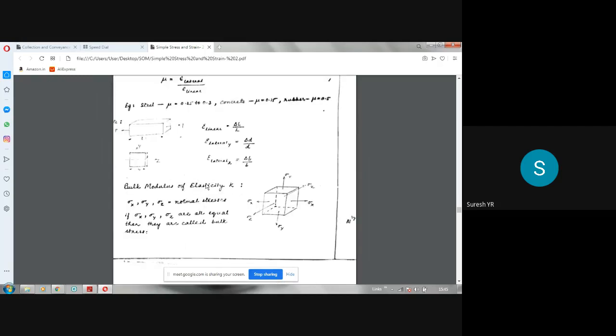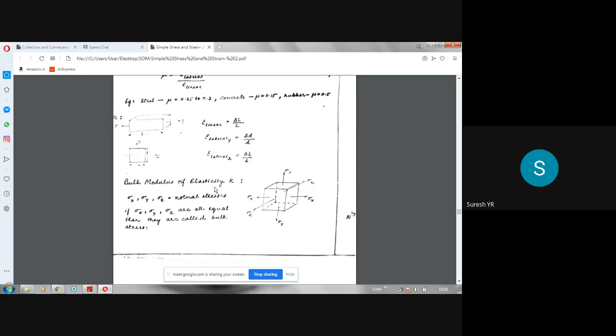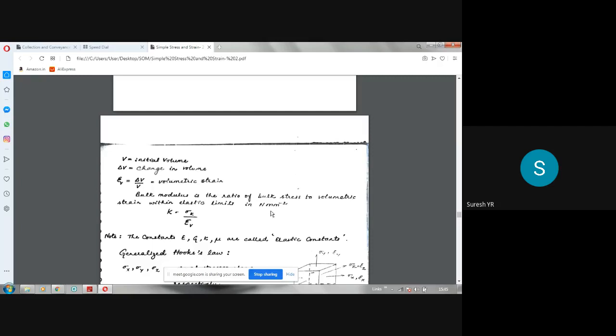Then the fourth one is bulk modulus of elasticity. It is the ratio of bulk stress to volumetric strain within elastic limits. Once again, its unit is Newton per mm square. So these four constants, E, G, K, mu. E Young's modulus is E, rigidity modulus is G, bulk modulus is K, Poisson's ratio is mu. They are called as elastic constants. So this is about elastic constants.